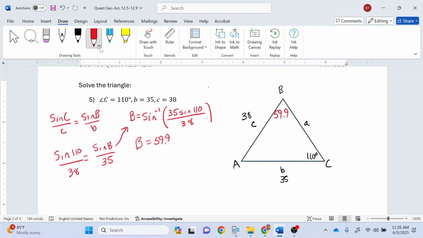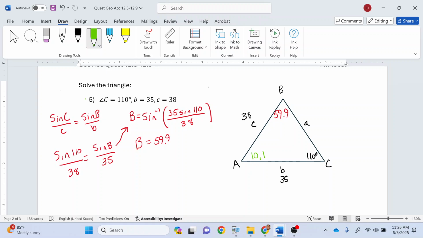Because that's 59.9, I'm allowed to figure out this angle over here: you can subtract from 180. So that's 10.1. And now I need this A over here. Just to be clear, because some people might think Pythagorean theorem, you can't do that because there's no right angle. So now you just have to do, again, the law of sines.